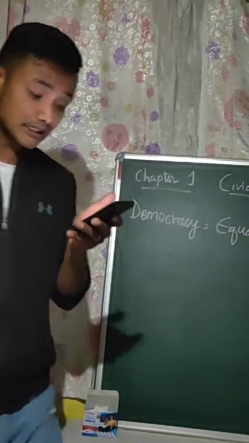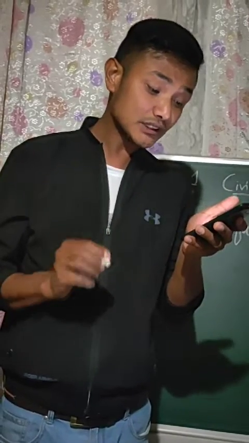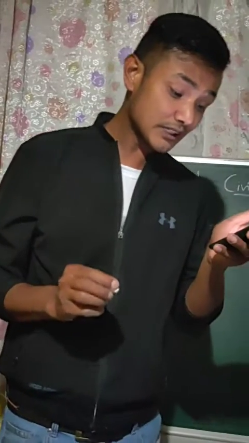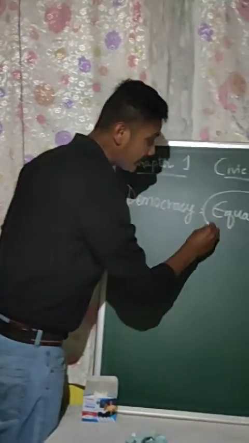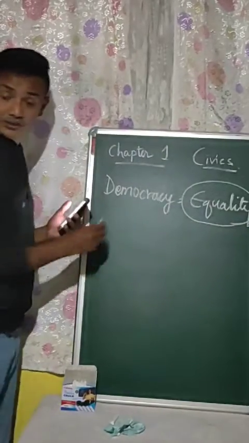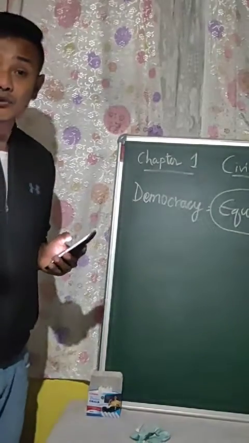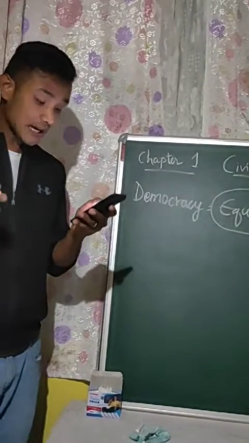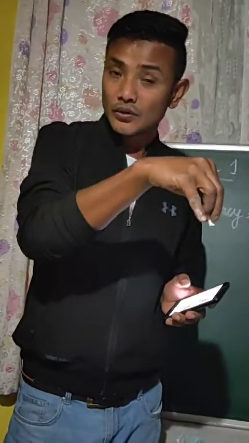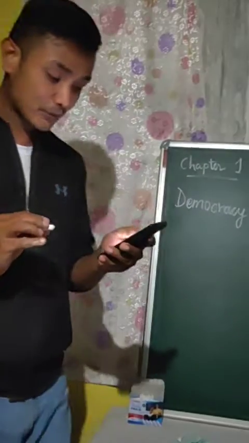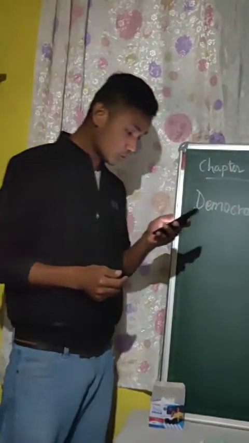In this chapter, we will read more about what equality is, why it is important in democracy, and whether or not everyone is equal in India. So in this chapter, we will find out why equality is important in democracy. Number 1, why is equality important? And number 2, is every individual in this nation equal? We have to find this out, and I'm going to explain this in this chapter. So let's go forward.